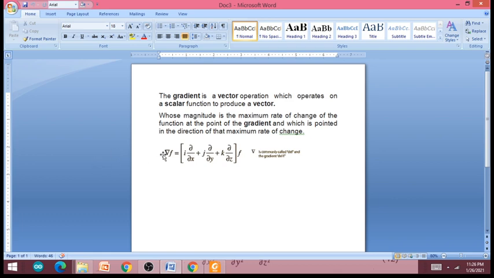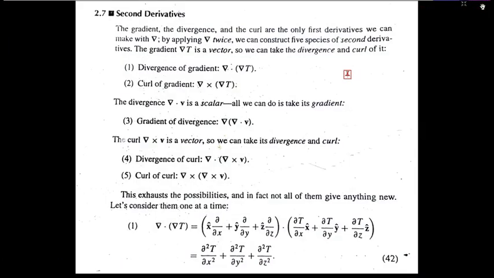Suppose f is a function, so del f can be written with the del operator, that means x cap del by del x, y cap del by del y, z cap del by del z, or you can say i cap del by del x, j cap del by del y, k cap del by del z, acting on f. So on f you are applying a del operator. This is what we have seen previously. Now we are applying the curl or the divergence functions.